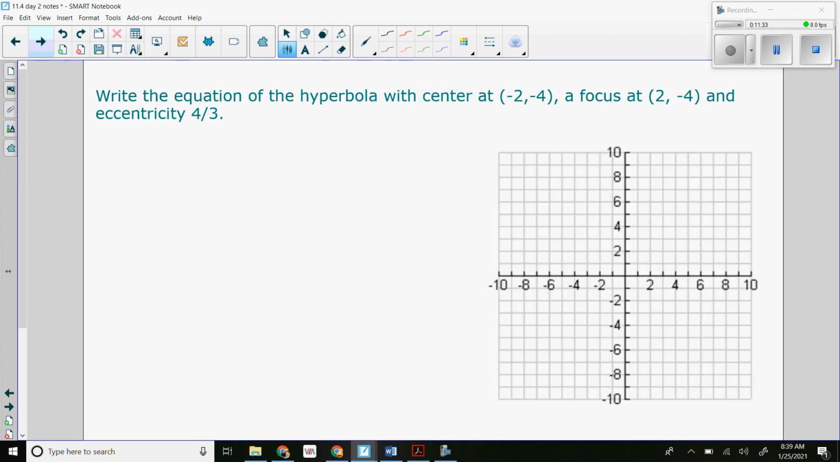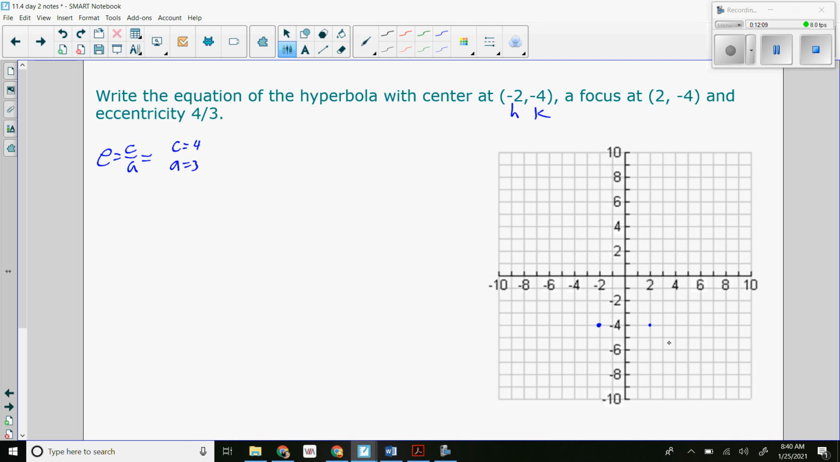Okay, so this one, that box really helps you when you draw that out. Next one says write the equation of a hyperbola with center at (-2, -4). Let's graph that. (-2, -4) would be down here is my center, my h and k. And it says there's a focus at (2, -4). And eccentricity of 4/3. Remember, that's going to be c over a, e = c/a from our first slide. So c, it tells us right away, c = 4, a = 3.